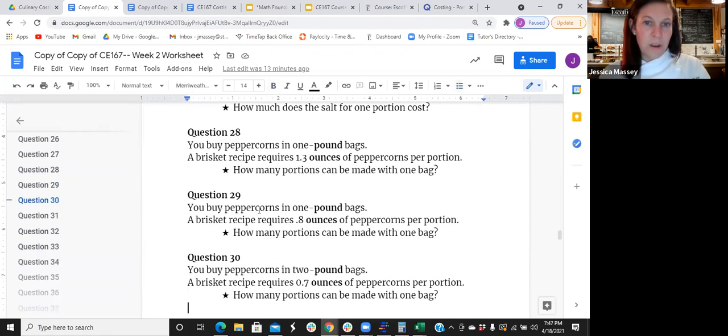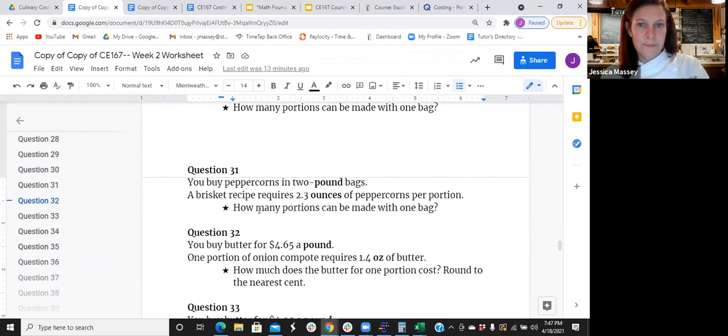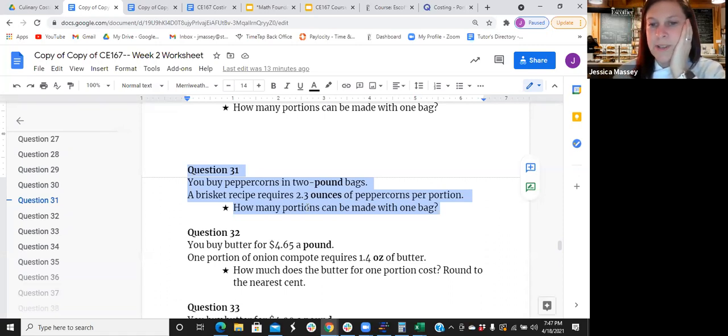Let's try one more for good measure. A different one. Let's try 31. So you buy peppercorns in 2-pound bags. A brisket recipe requires 2.3 ounces of peppercorns per portion. How many portions can be made with 1 bag? Divide by 2.2.